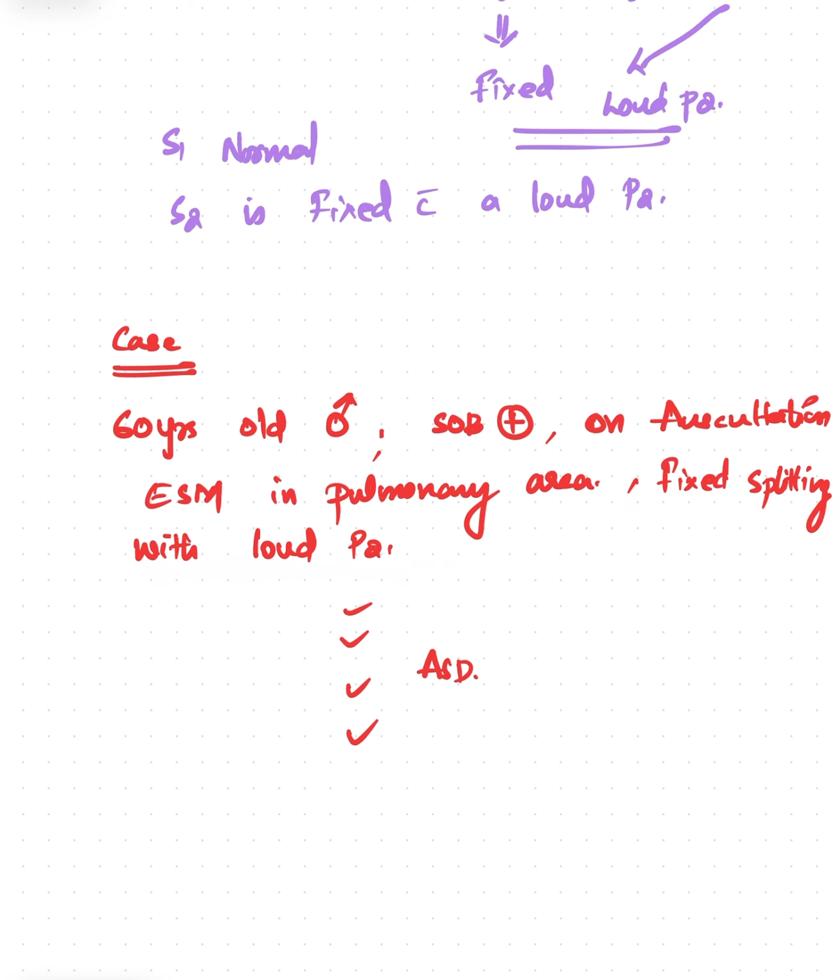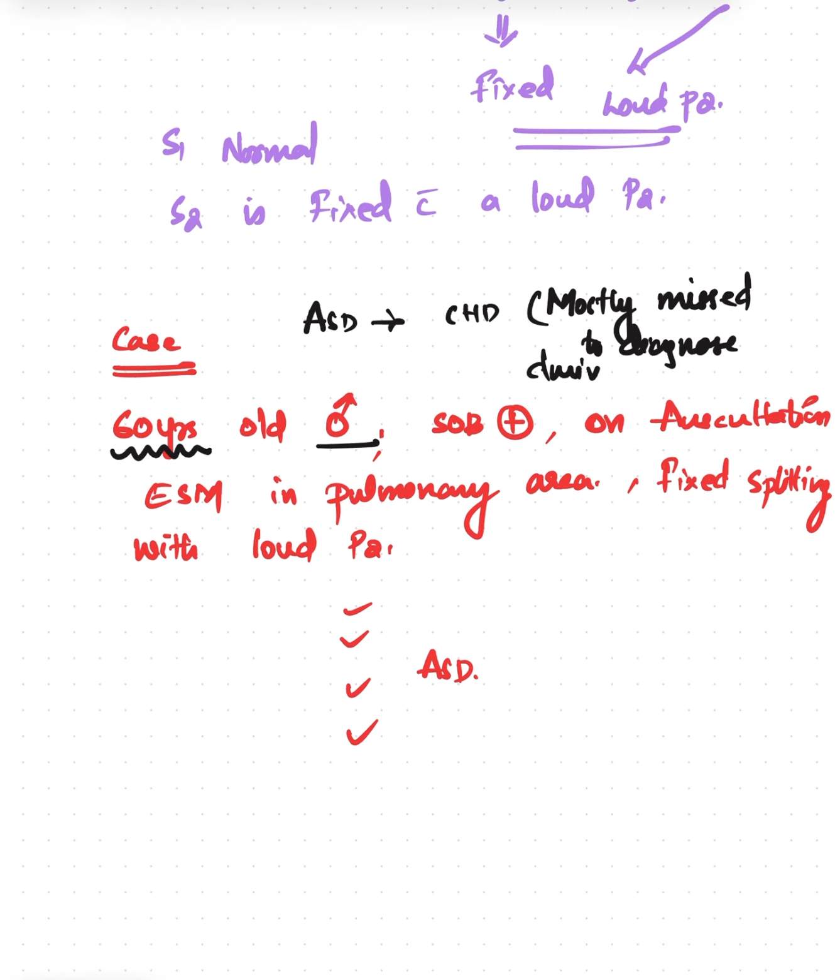What I would like to emphasize here is the 60 year old male. As we know, ASD is a congenital heart disease, and it is mostly missed during childhood, so it is also diagnosed in adulthood. Here in this case, remember that ASD is a congenital heart disease, but it is also diagnosed during adulthood.